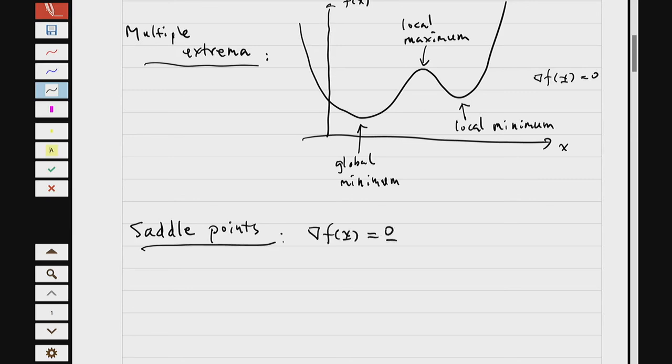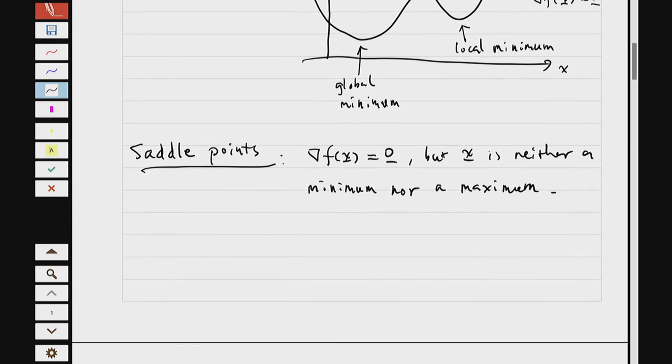The gradient at x is equal to 0, where the bar here for 0 is a vector. But x is neither a minimum, whether it's local or global doesn't matter, nor a maximum. When can this happen?